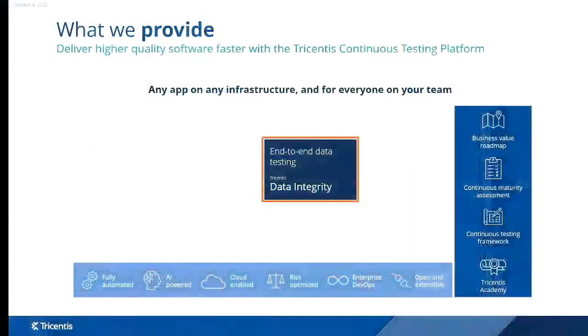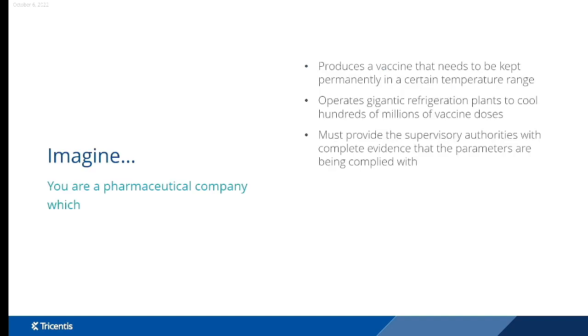Tricentis Data Integrity becomes relevant really if there are larger volumes, 10,000 rows, 1 million rows, 1 billion rows in a table, when we talk about tabular structures that need to be verified and validated. That's really the space where Tricentis Data Integrity comes into the picture.